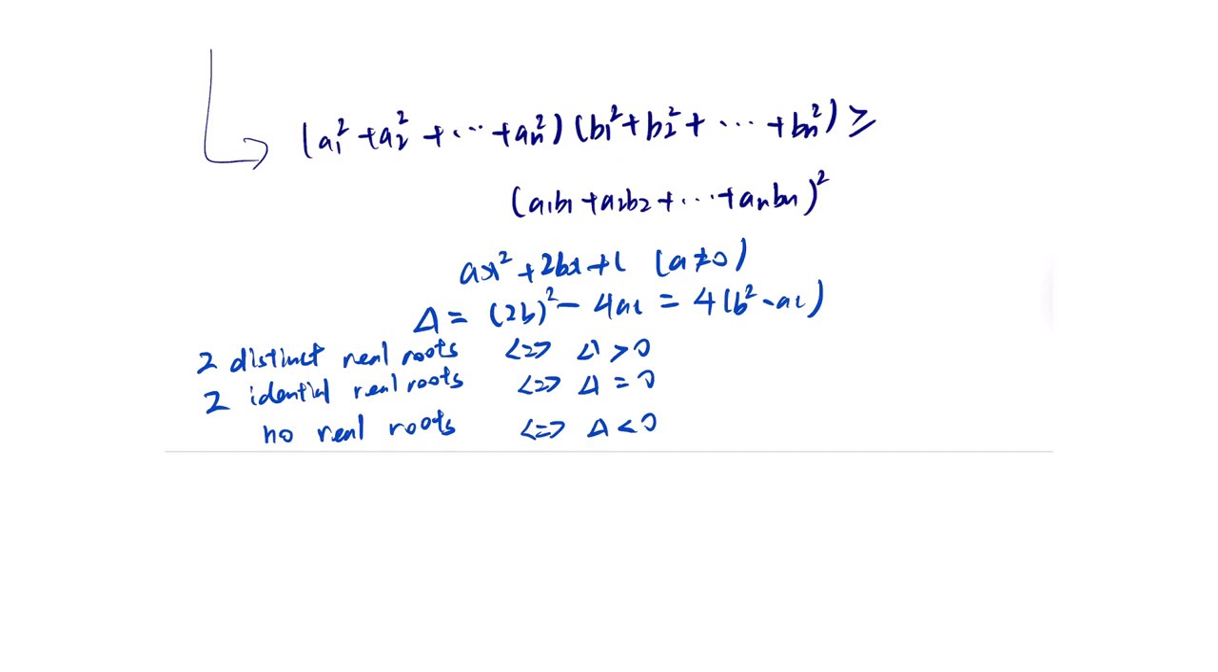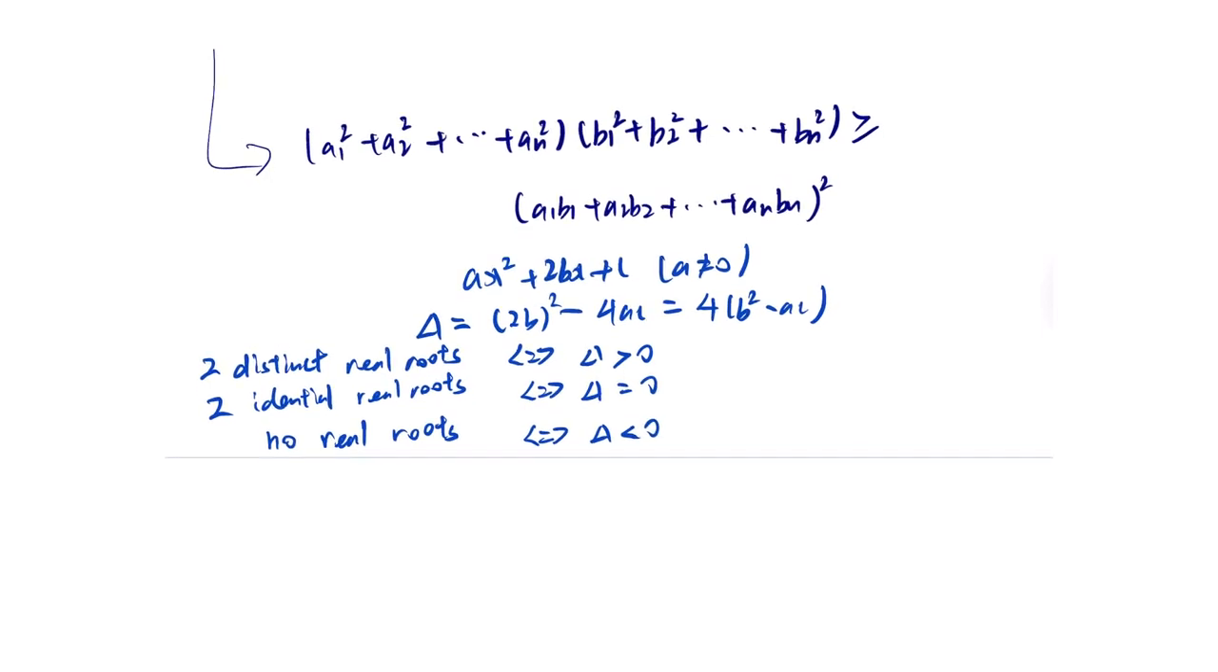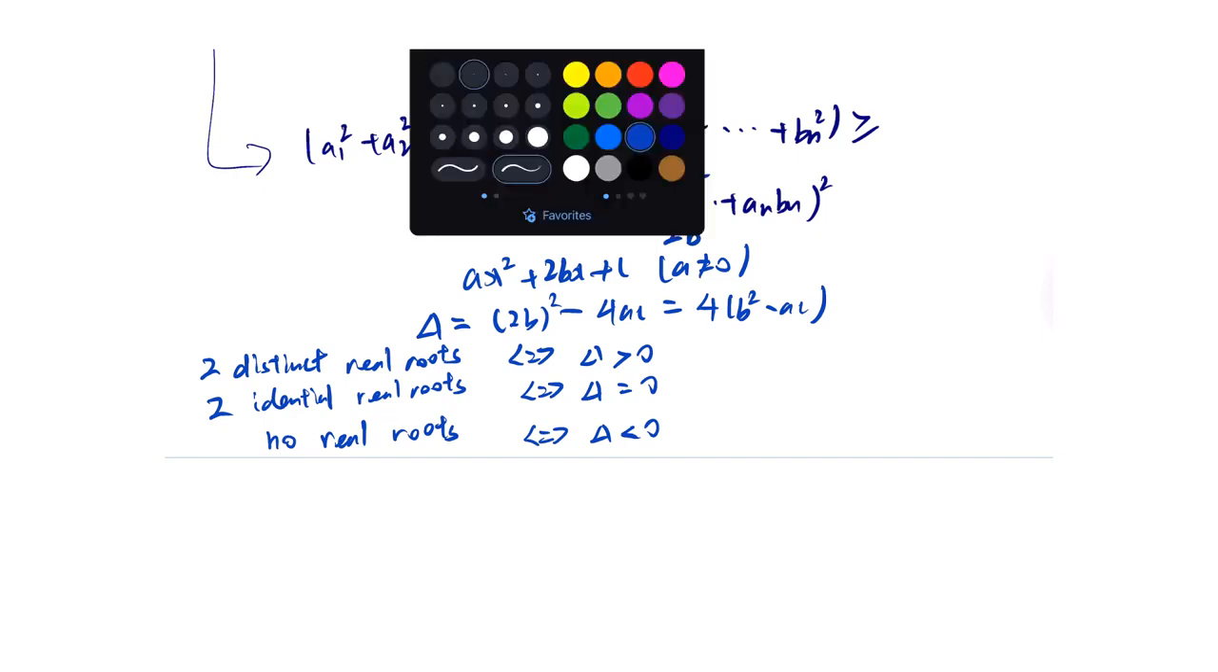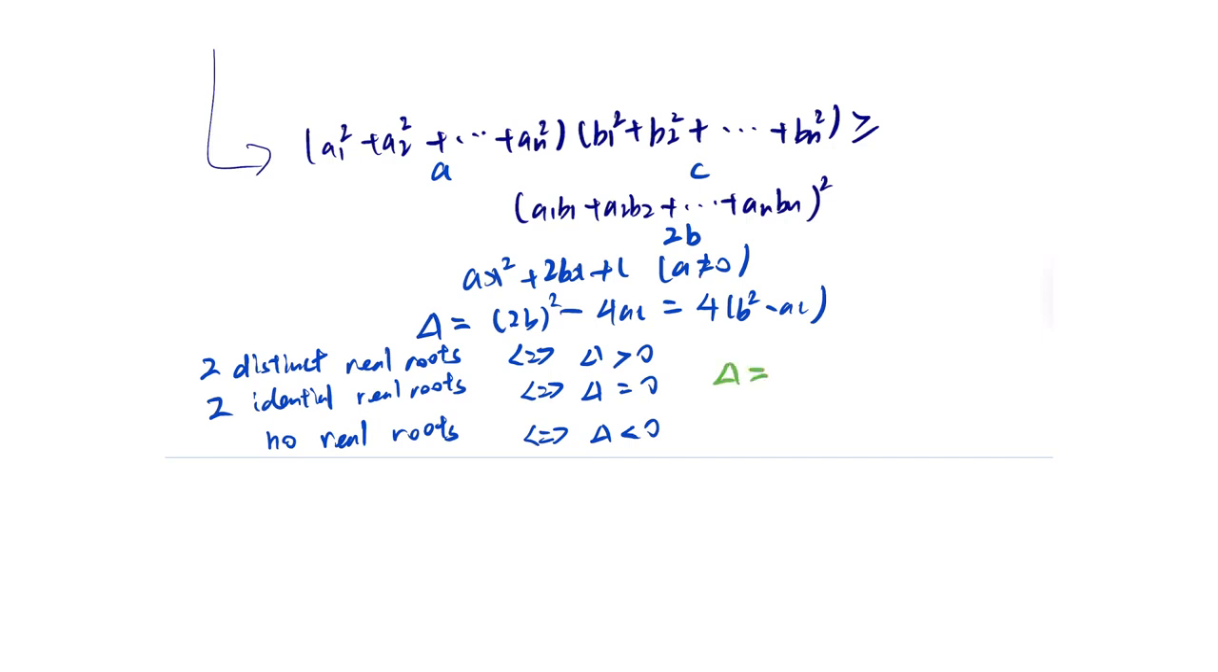And how do you apply these facts to the Cauchy-Schwarz inequality to prove it? So if we think of a1 b1 plus a2 b2 plus all the way up to an bn as b, and a1 squared plus a2 squared all the way up to an squared as a, and b1 squared plus b2 squared all the way up to bn squared as c, we will have a delta equal to 2b squared minus 4ac, and we want this to be smaller or equal to 0, so we have b squared smaller or equal to ac, which is our Cauchy-Schwarz inequality.